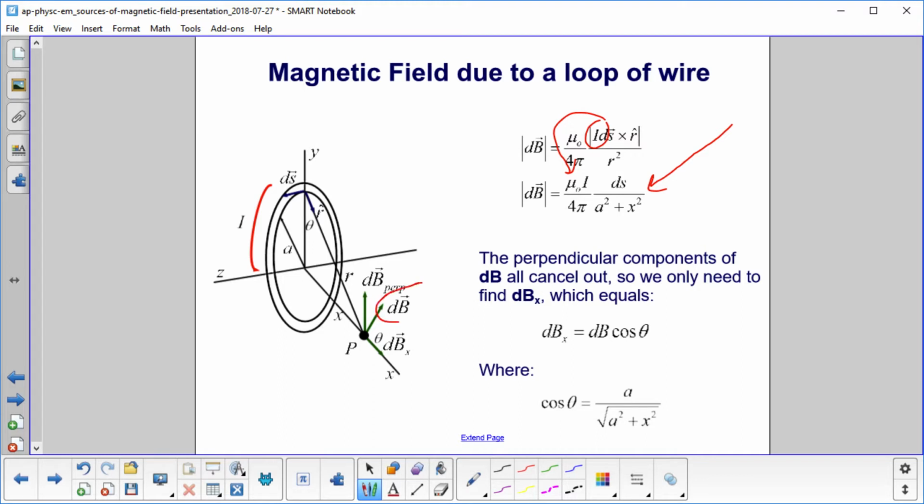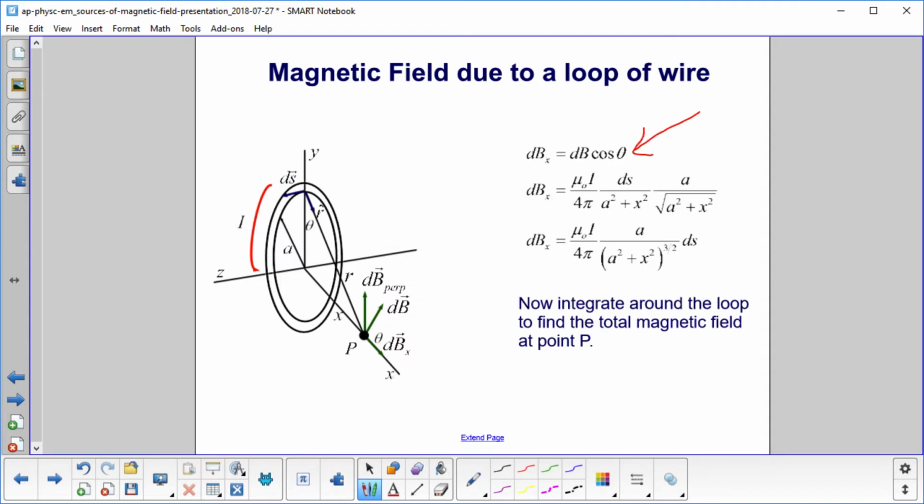But we already said these components cancel out, so all that survives is dBx. And since this angle here is theta, dBx is equal to dB cosine theta. And then what's theta equal to? Well, remember, it's the same angle as this, right? And it came out to be here. So cosine theta is a over the square root of a squared plus x squared, adjacent over hypotenuse. We now have what dBx is, which is also going to be our final magnetic field.